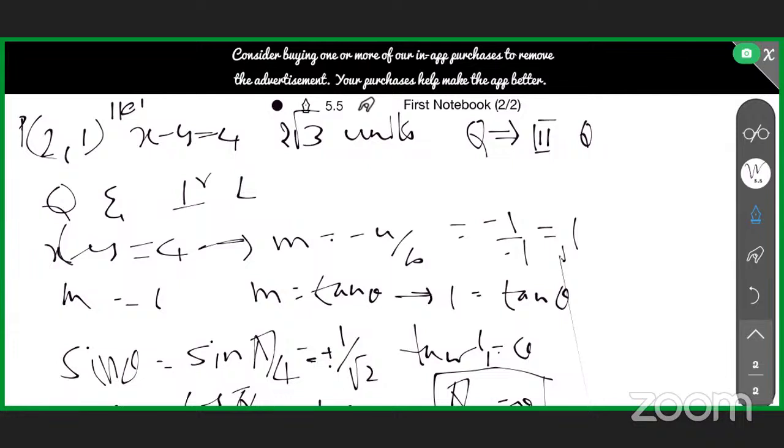X1, X2, X3 are in GP, and Y1, Y2, Y3 are in GP. Yes, these are two different sets of progression. X1, X2, X3 is one set of progression, and Y1, Y2, Y3 is another set of progression. Then you said the common ratio is the same, sir. Yes, both have got the same common ratio.